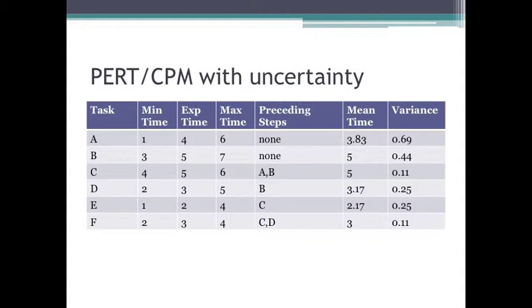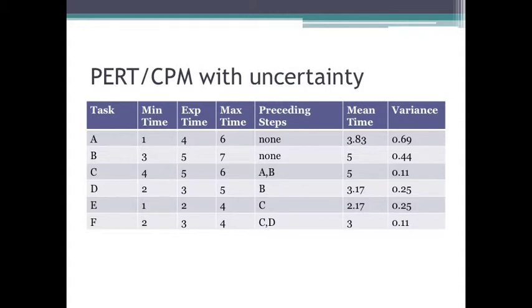Now the variance is just going to be 6 minus 1, maximum minus minimum. You take that, that's 5. You square that, that's 25, divided by 36. Well, 25 divided by 36 is about 0.694. So we find the mean and the variance for each task.